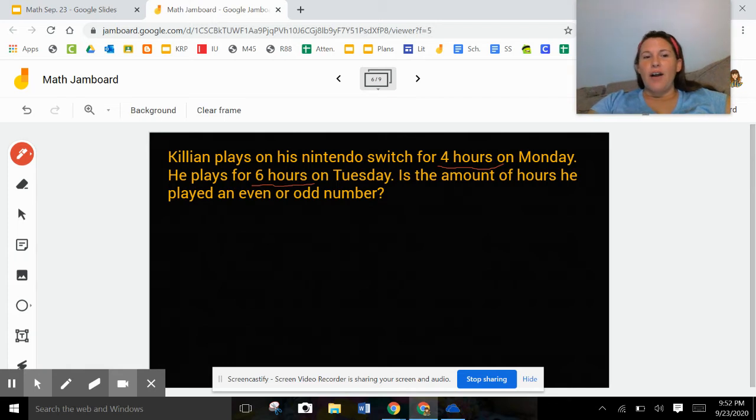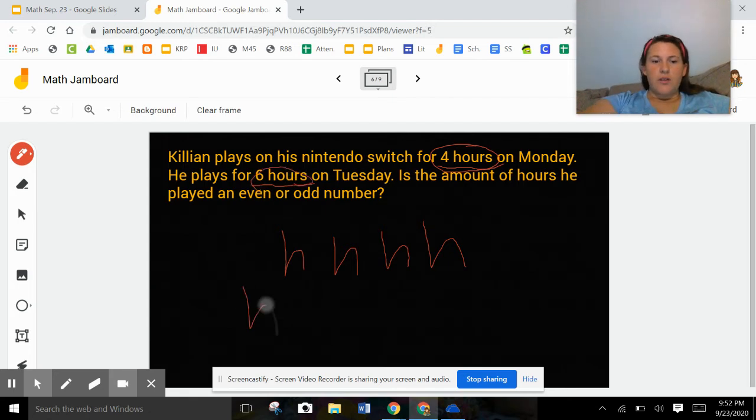Is the amount of hours he played an even or odd number? So I need to add both of those hours together for his total amount of hours. I'm going to write H's to represent my hours. So that's my group of objects. On Monday, there were 4 hours, so I'm going to draw 4 H's. Then on Tuesday, there were 6 hours, so I'm going to draw 6 H's to represent the 6 hours on Tuesday.